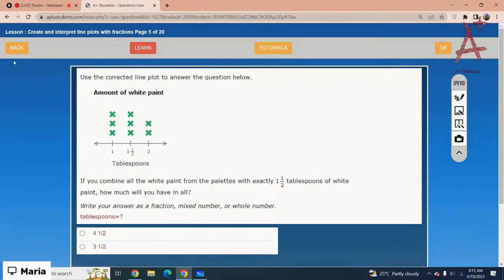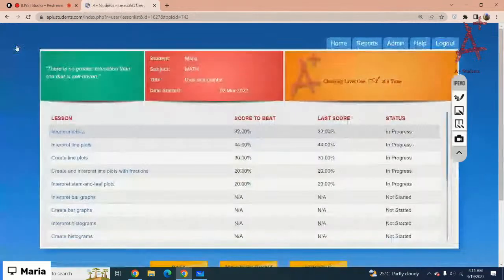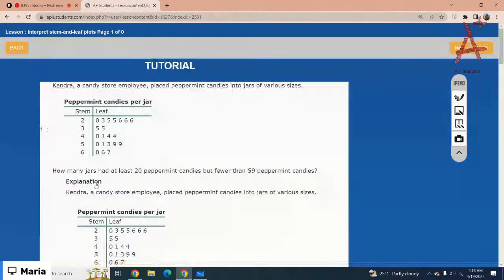Okay, you can complete the test by yourself later today. Let me just move on to the next lesson. The next lesson is interpret stem and leaf plots. So let's just start with the next lesson.